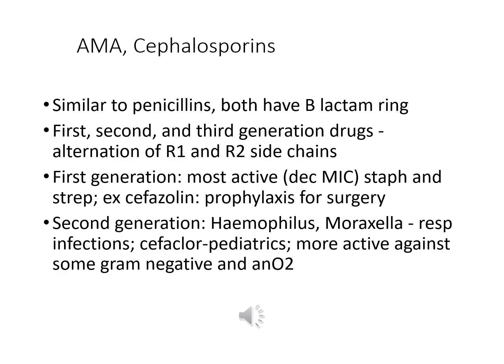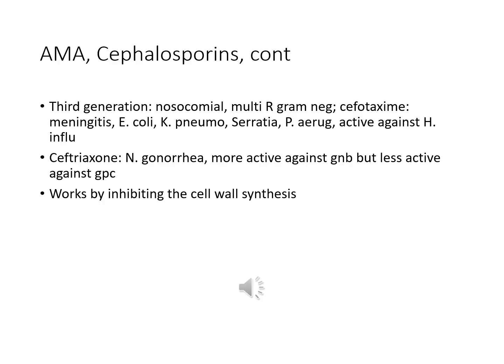And then a second generation cephalosporin works well against Haemophilus and Moraxella, especially if they're causing respiratory infections. And then you have your third generation cephalosporins, which are targeted towards organisms that cause nosocomial or hospital-acquired infections, and if you have a multi-drug resistant gram-negative bacteria as well. The third generation cephalosporins may work better, such as ceftriaxone is an example.